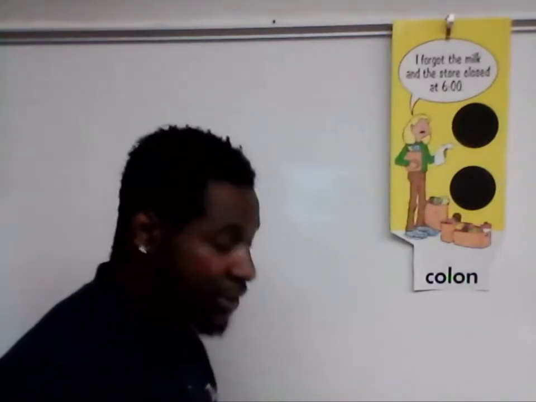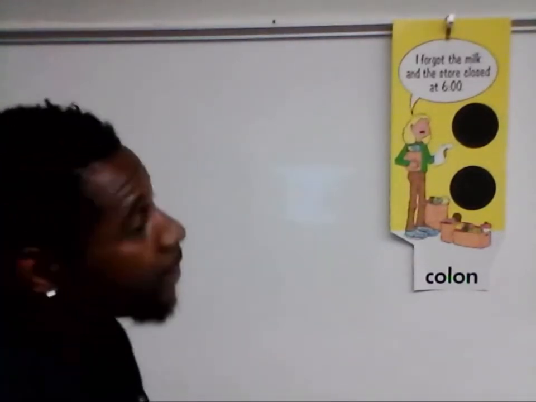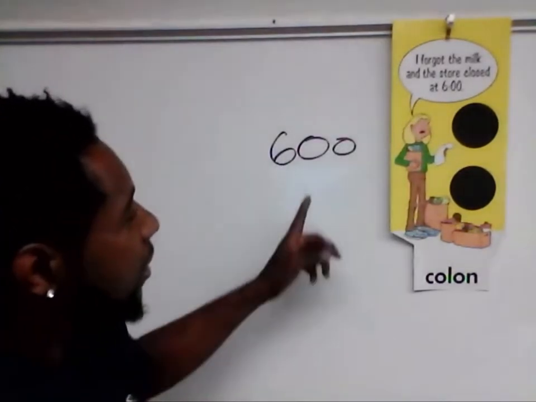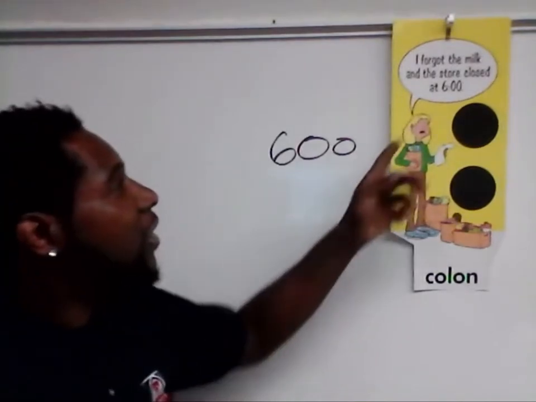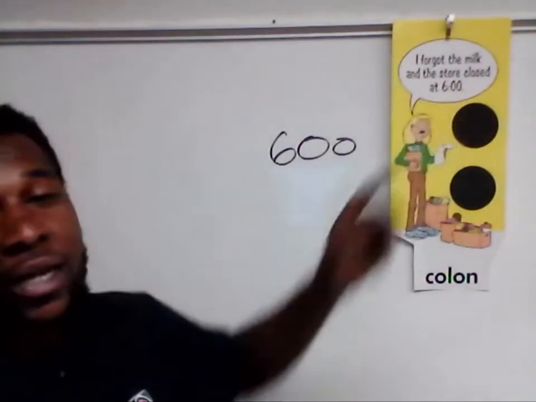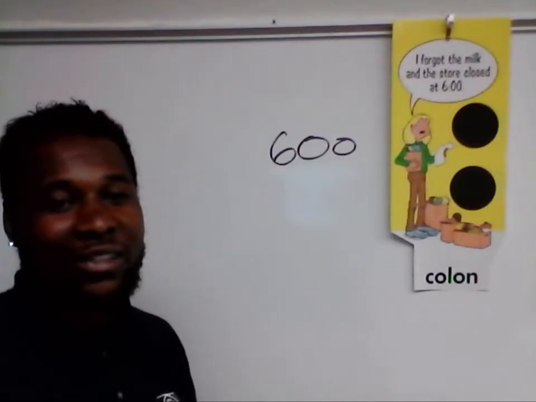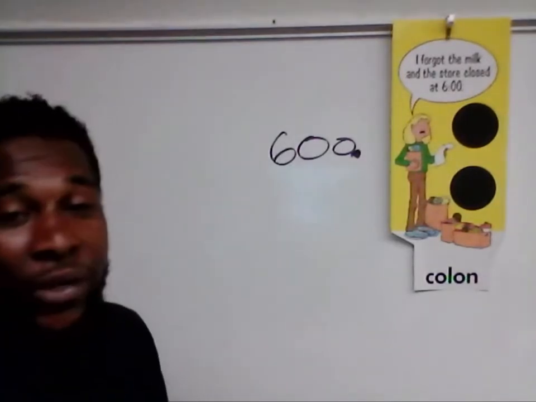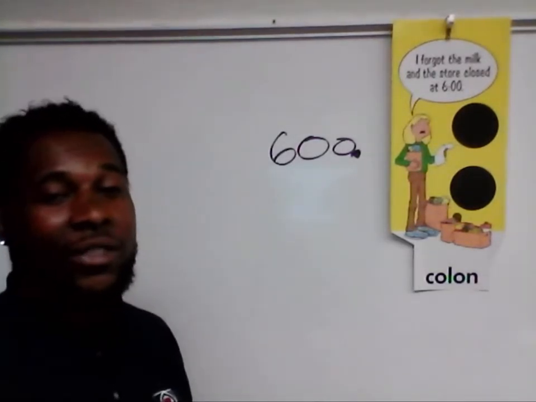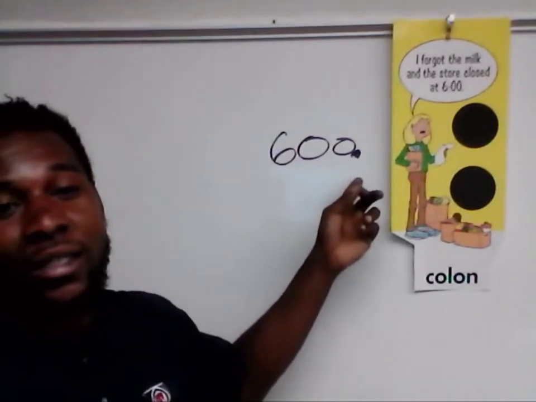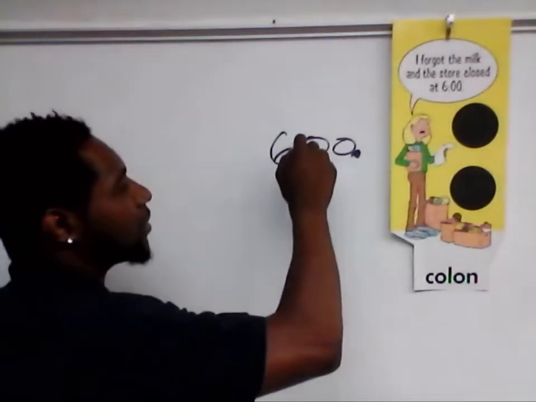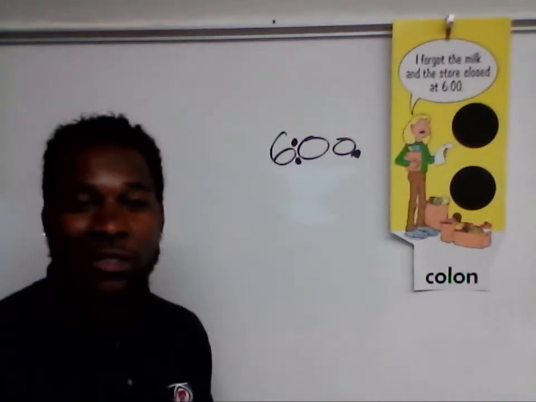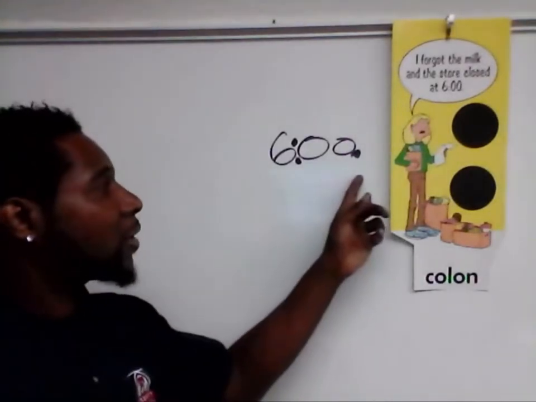Now, how do we know this is 6 o'clock? Well, it says 600. That would make no sense if she said, "Oh my God, the store closed at 600." So, in order for us to understand, we need a period at the end. Oh, it's the end of the statement. So now I know it's not just a number. And then if I add my colon, I can now indicate what is known as time of 6 o'clock.